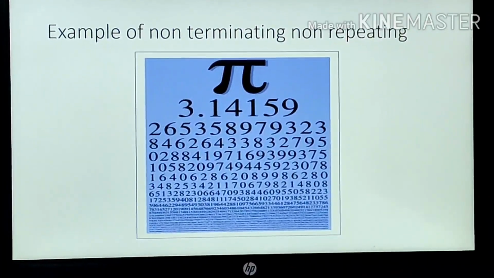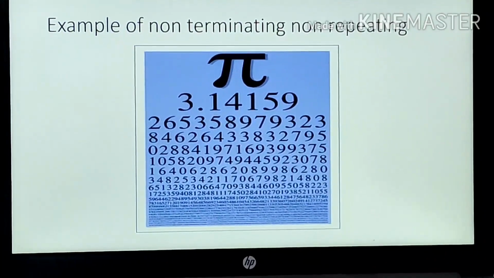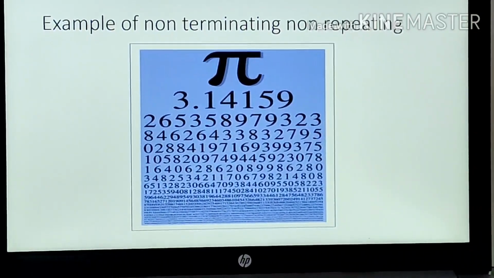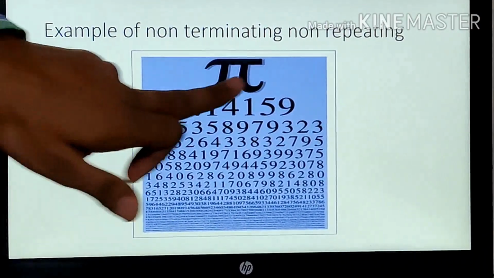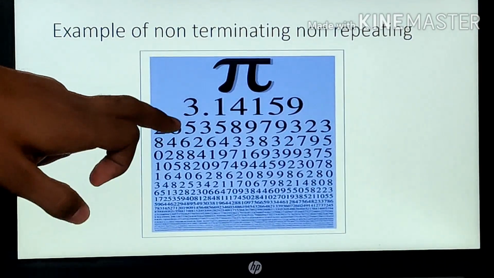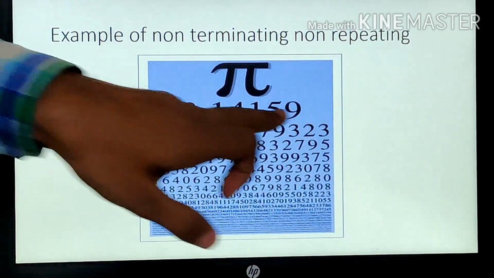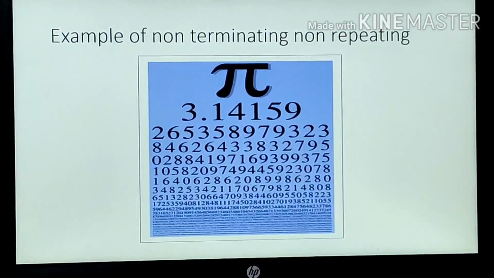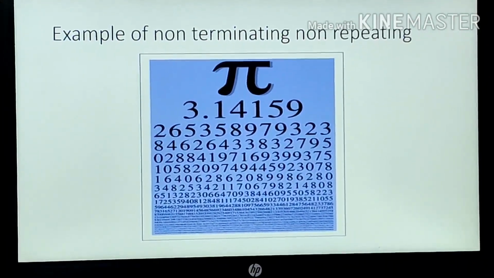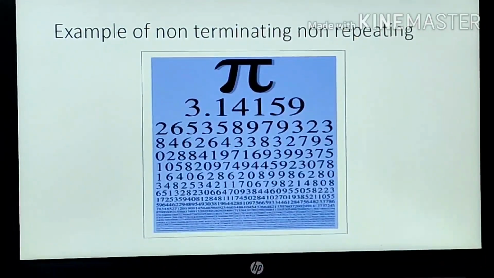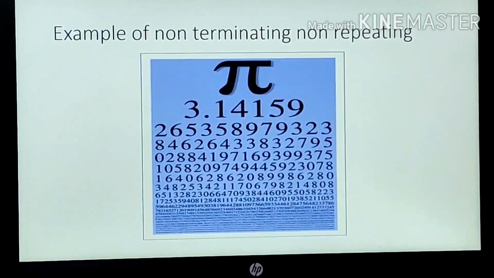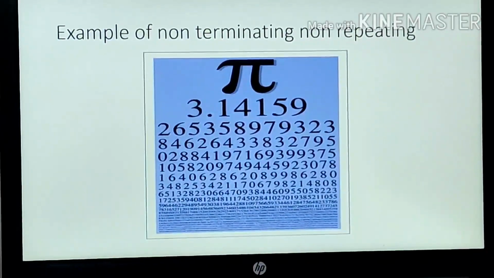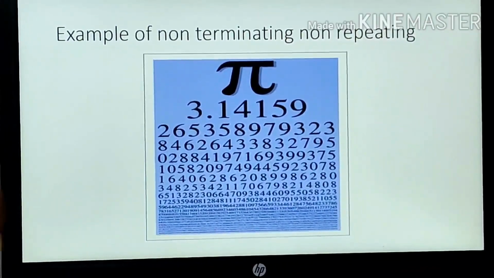In the previous class, whatever value you have studied is considered an approximate value of pi, 22 by 7 or 3.14. The exact value of pi never ends. You can see 3.141592653589799323 and it will never repeat also. It will keep on going and it will never repeat. So this number pi is non-terminating and non-repeating. This is an example of a non-terminating, non-repeating number.